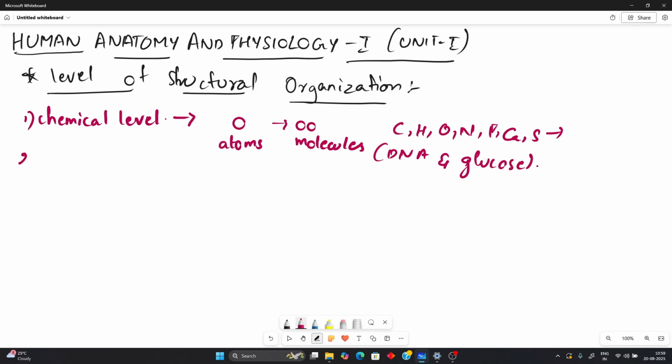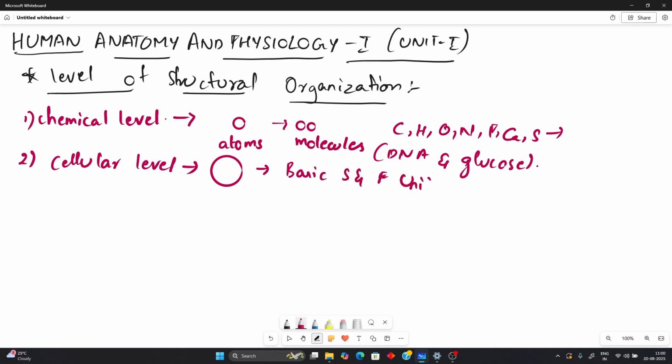Now the second level is the cellular level. In the cellular level, a group of molecules together form a cell. So a cell is the basic structural and functional unit of an organism, and that also contains chemicals.